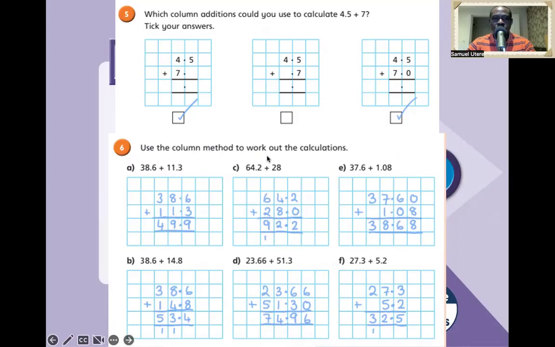And then you were asked to use the column method to work out these calculations. So by now, you should know how to do them. So check your work, mark them, review it. If you got anything wrong, just go through it again, thinking about how we use our place value system to do our exchange as we add from right to left.